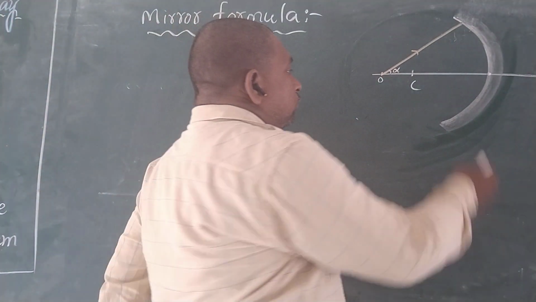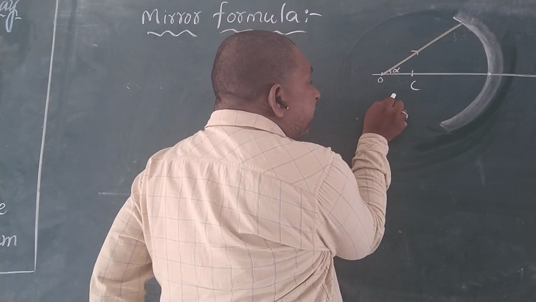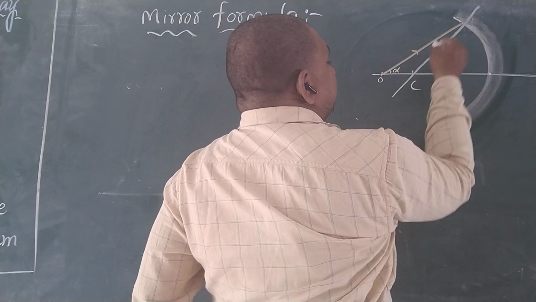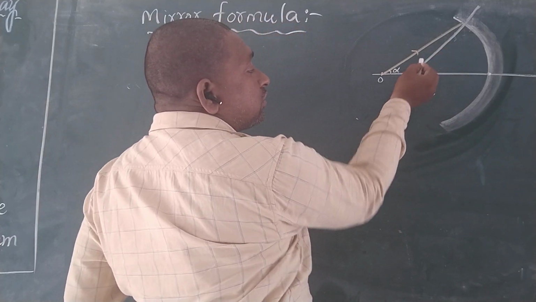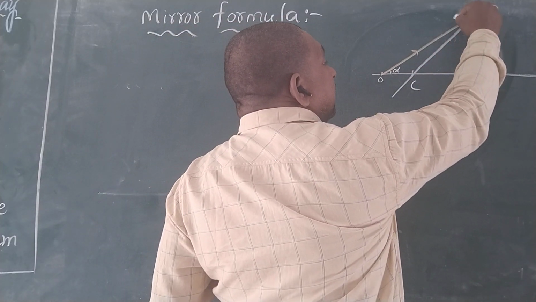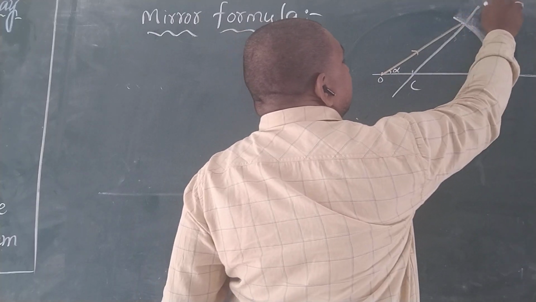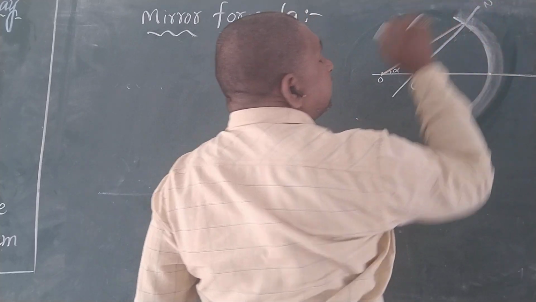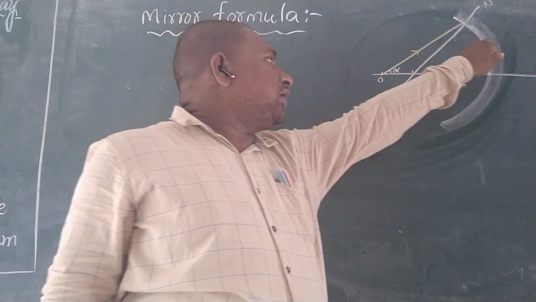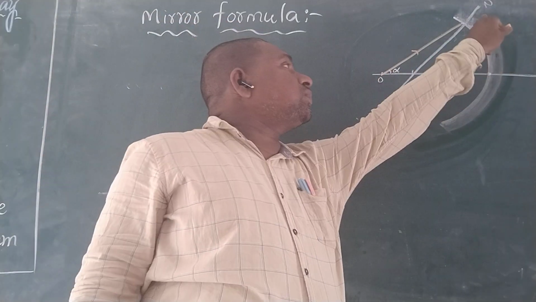I want to extend a ray through the center of curvature to the surface. Any ray passing through the center of curvature should be considered a normal at the point of incidence. This is called the normal for this curvature at this point.